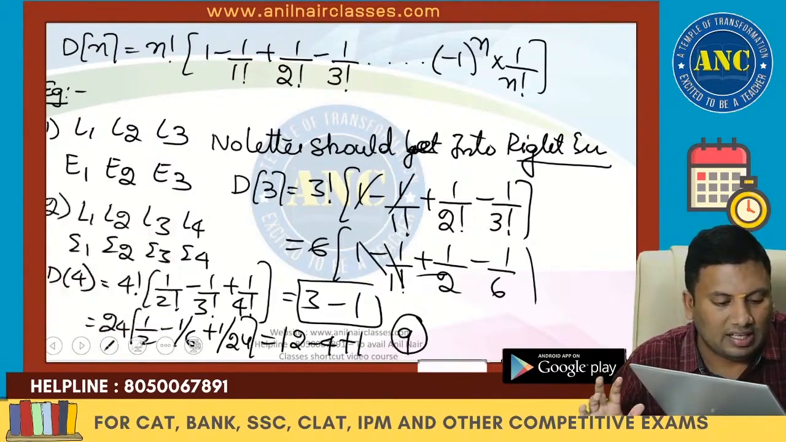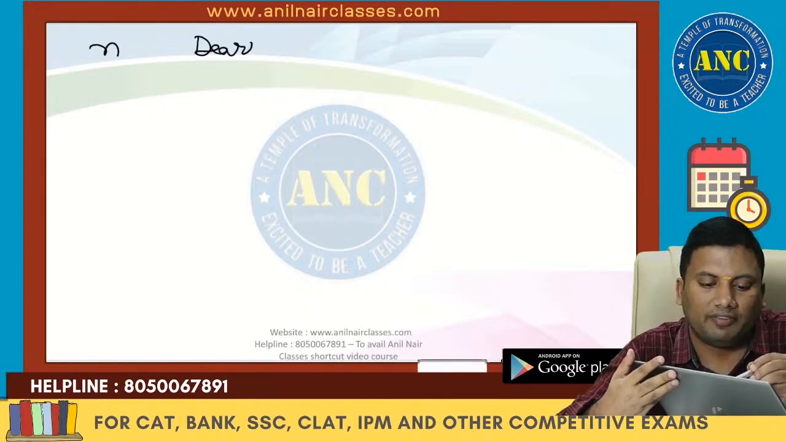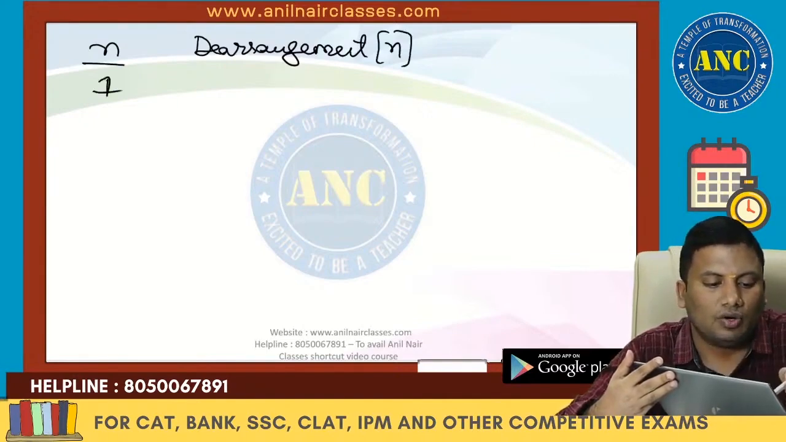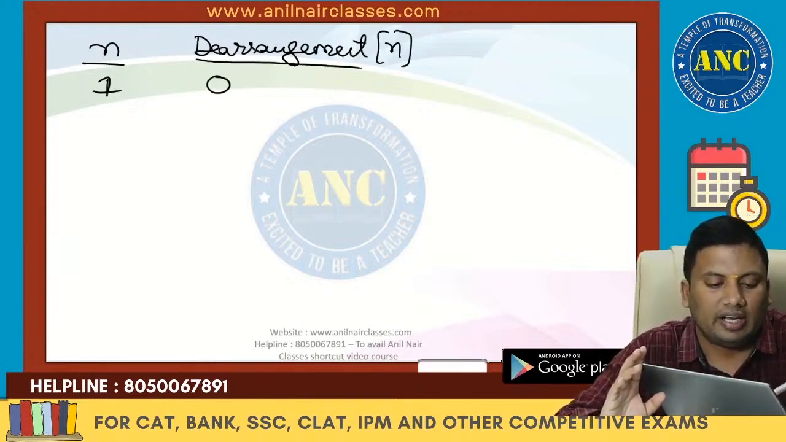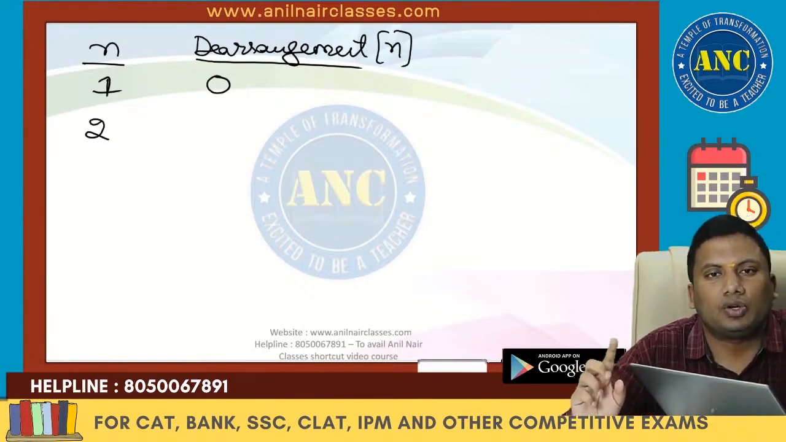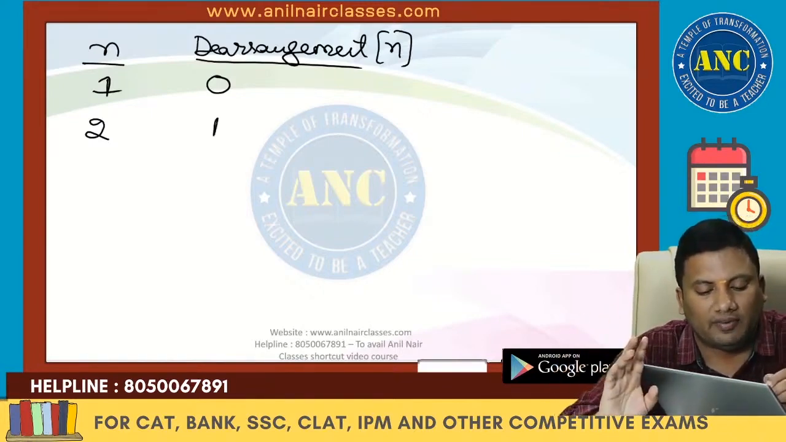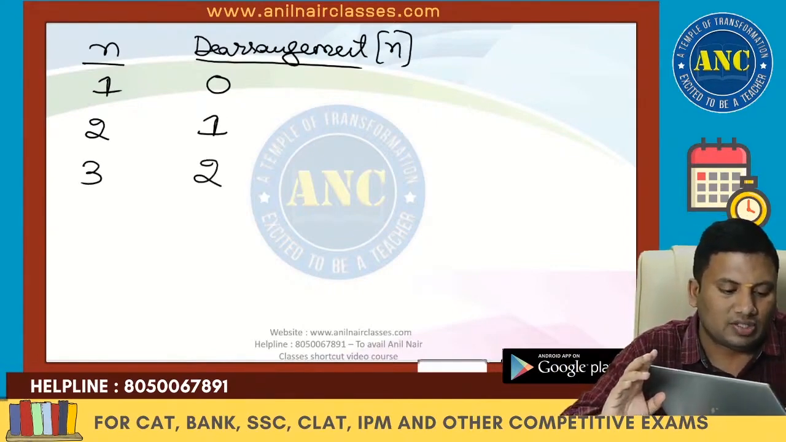Now we will write this, it will be useful. N and D of N, the derangement of N. If N is 1, 1 letter is there, 1 envelope is there. It cannot go wrongly, so it is 0. For N is 2, D of 2: L1, L2, E1, E2. L1 can get into E2, L2 can get into E1. D of 2 is 1. D of 3, just now we got it as 2. D of 4, we got it as 9.